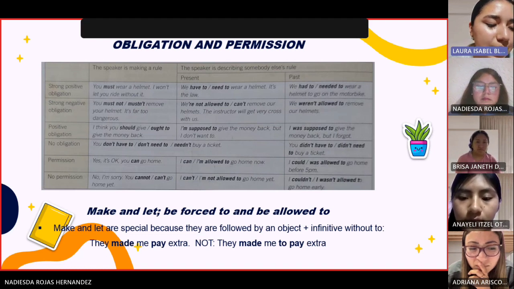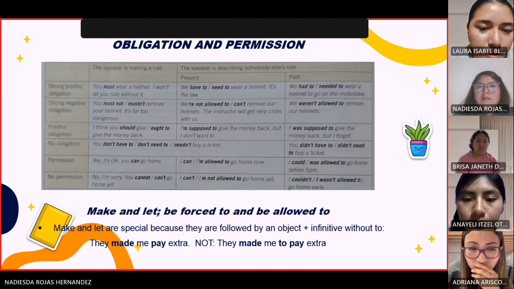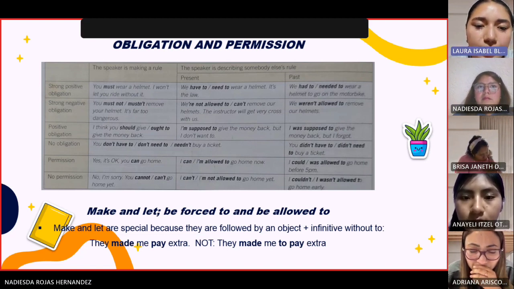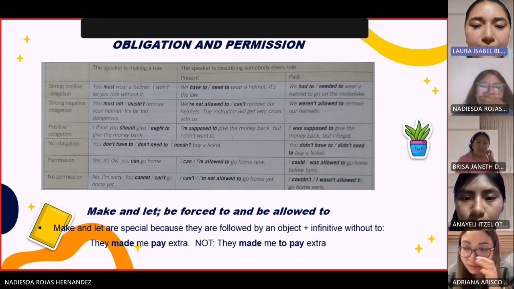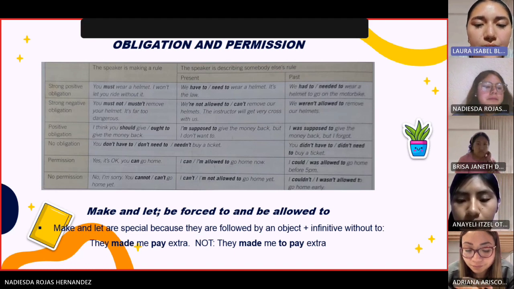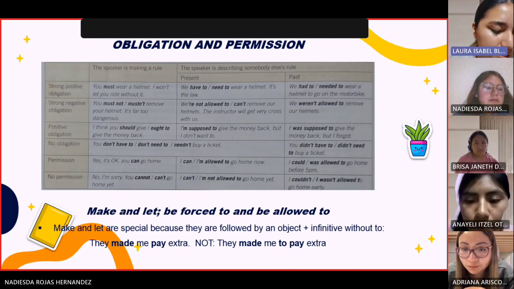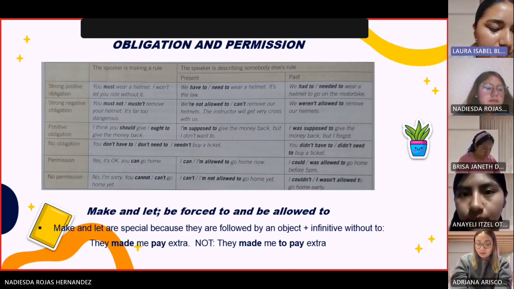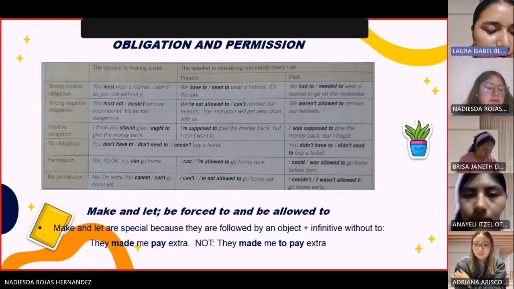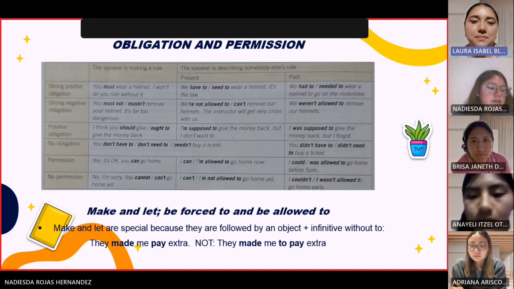And finally, make and let, be forced to, be allowed. Make and let are special because they are followed by an object and an infinitive without to. They made me pay extra, not they made me to pay extra. Or for example, they let me come in for free, not they let me to come in for free. Next.